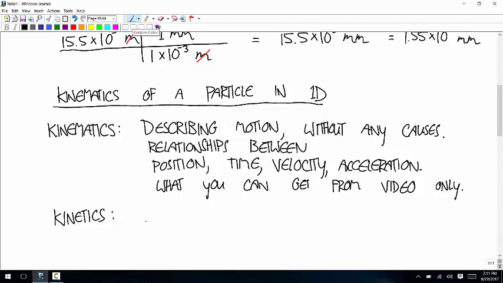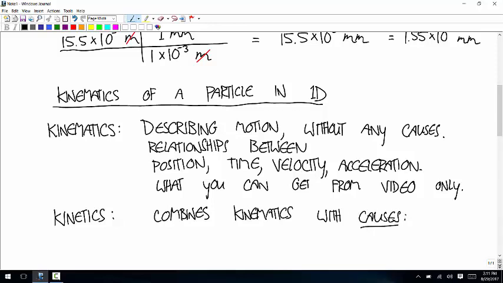So kinetics combines kinematics with causes of the motion. And by the causes, I mean mass and force. It's a horrible nuisance that those sound so much the same. This is the way I remember it.